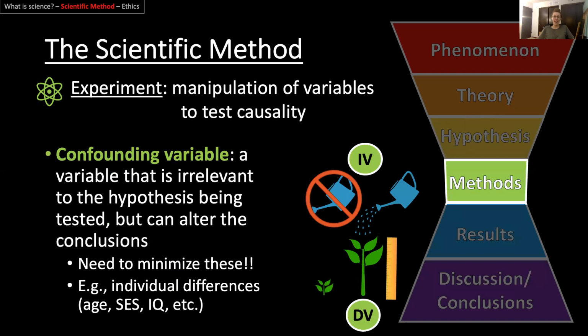What we call confounding variables, or variables that are irrelevant to the hypothesis we're testing, but secretly alter our conclusions. So they're kind of the behind the scenes, sneaky, extraneous variables that we need to try to minimize. So this might be things like any sort of individual differences you can think of, things like differences in age. So if you have a sample that's largely older than the other, maybe age and growth in general is the factor that's actually contributing, or socioeconomic status, IQ, things like that. So we want to minimize these.